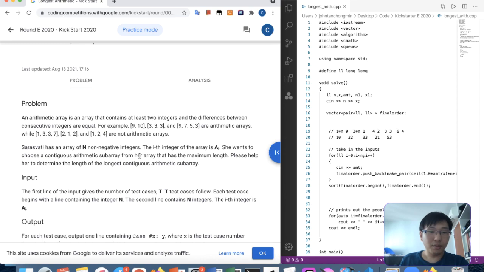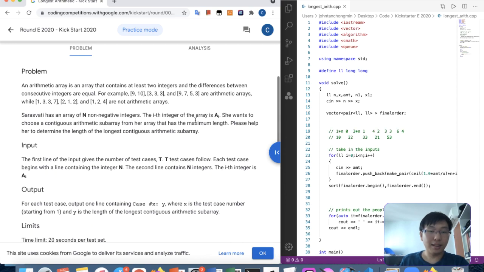Okay, it has an array of n non-negative integers. The ith integer is A i. She wants to choose a contiguous arithmetic subarray from her array that has the maximum length. Okay, please help her determine the longest contiguous arithmetic subarray. That means it must be stuck together.